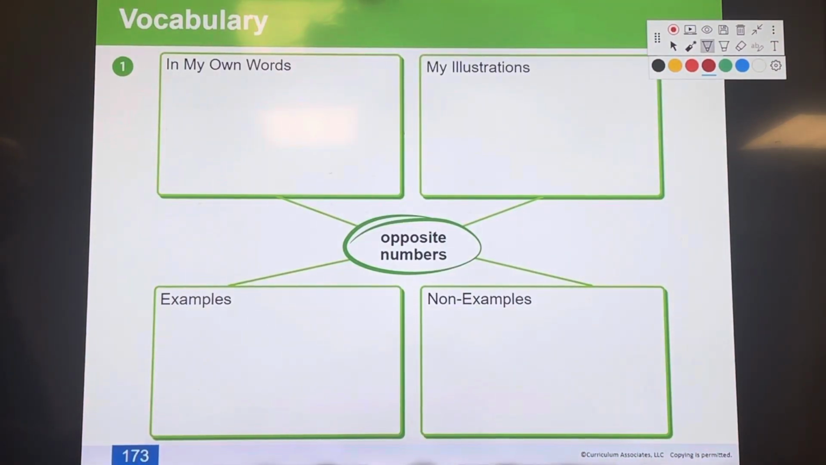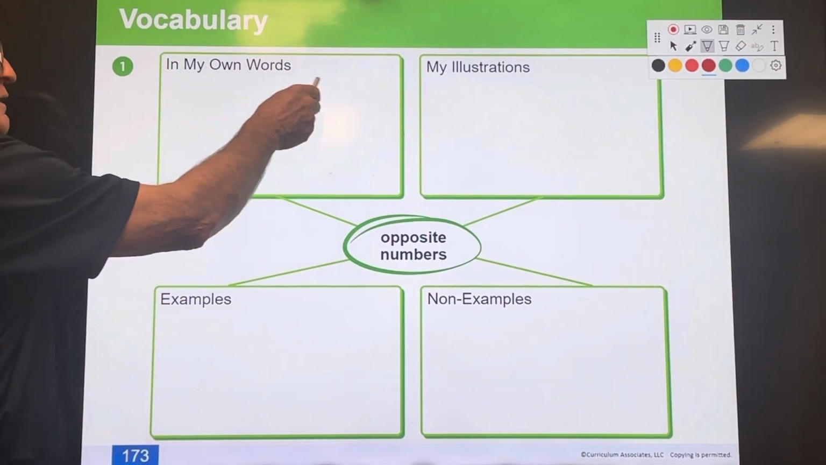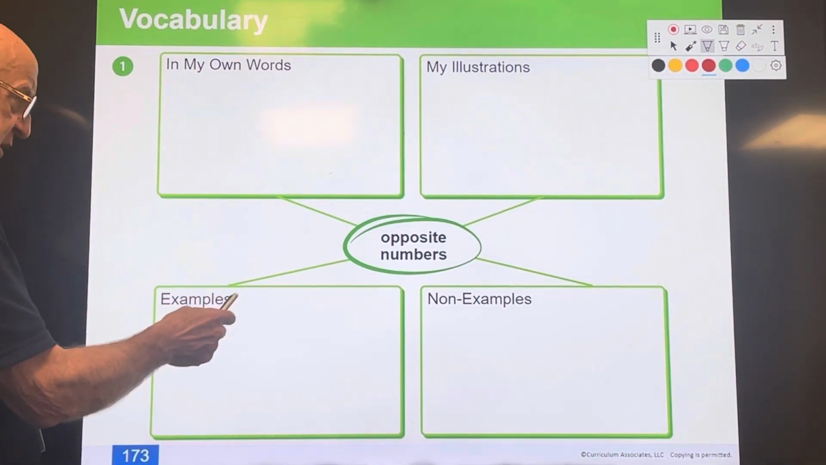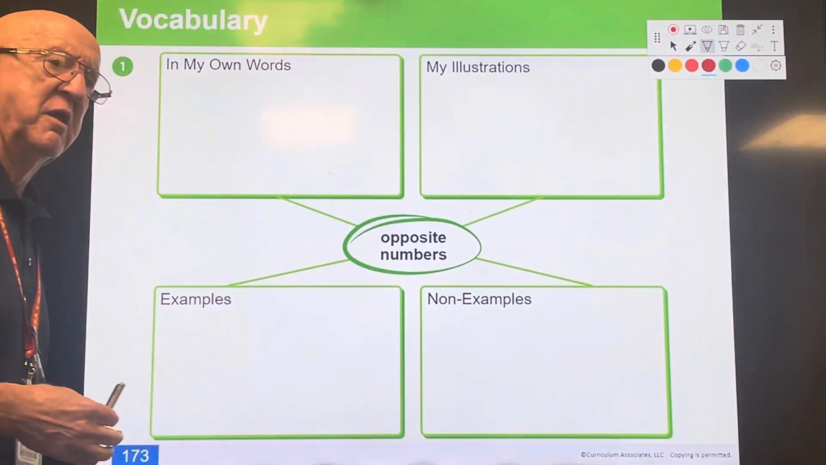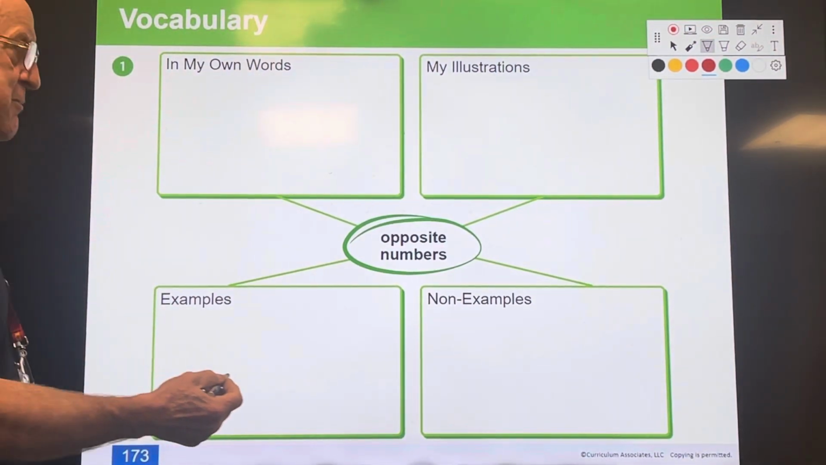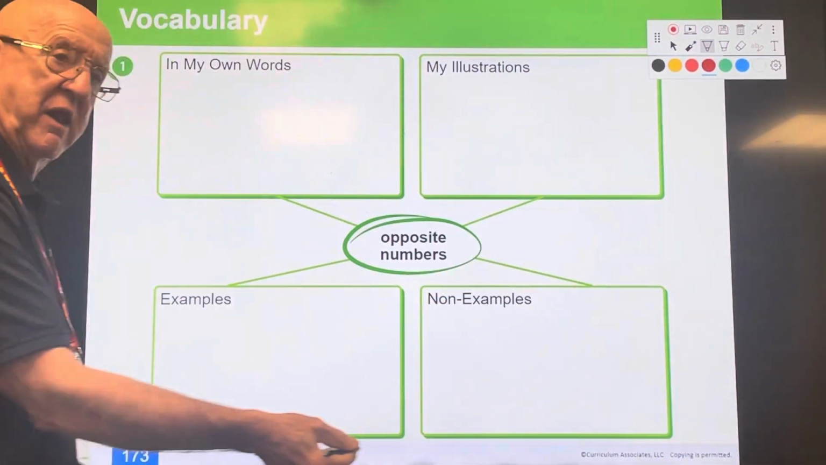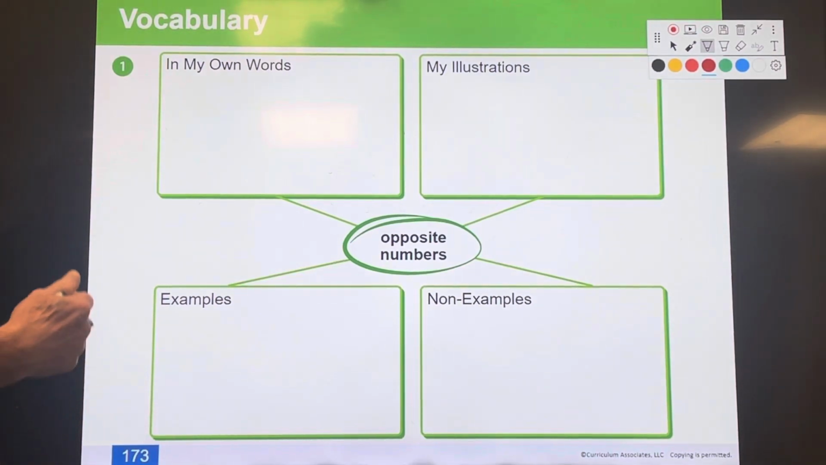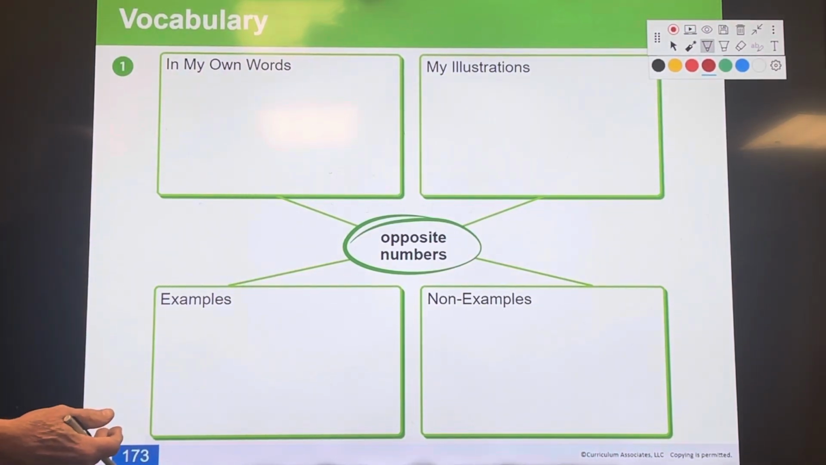All right. So in my own words, opposite numbers, what are they? This is your homework. So this is going to be your homework start for tomorrow. I want you to tell me, here's where we're having issues, not being able to tell the examples and non-examples. A non-example means what is it not? So I want you to give me a non-example of an opposite, right?